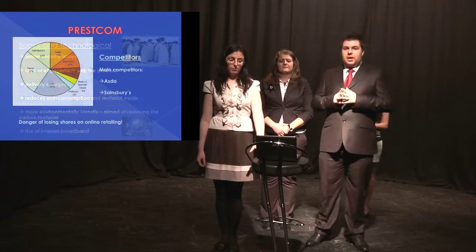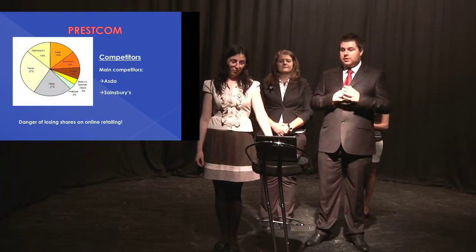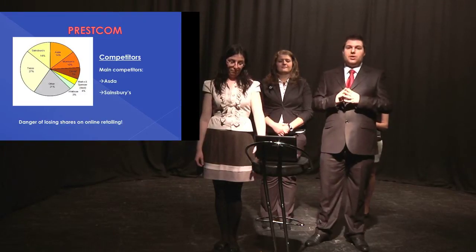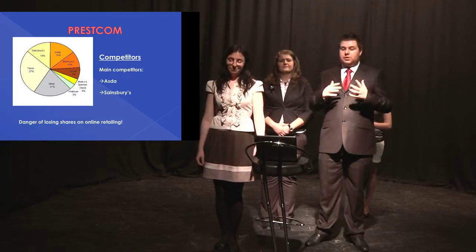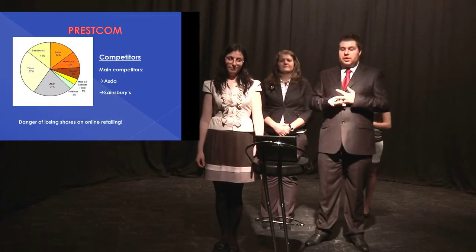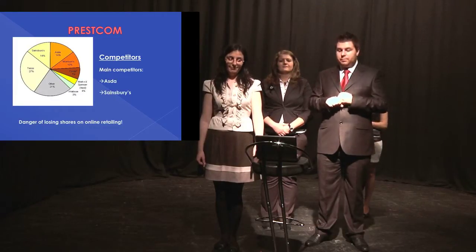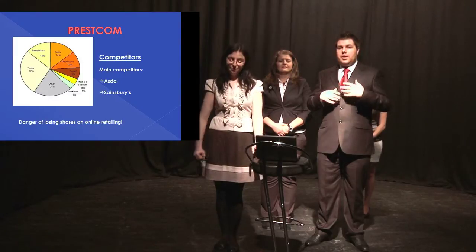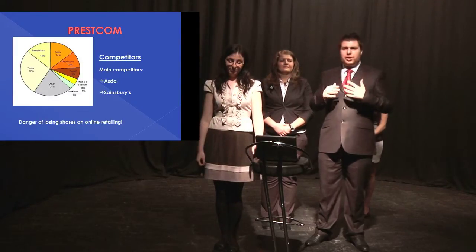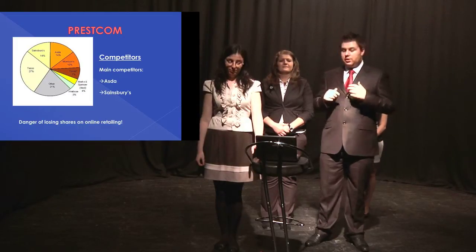Moving on to the next slide, we can see clearly on the chart that Tesco has a 27% market share and is identified as the market leader, and its main competitors are Asda and Sainsbury's, each having a market share of 14%. Although Tesco is the market leader, it can lose share to its competitors in the online retail sector.